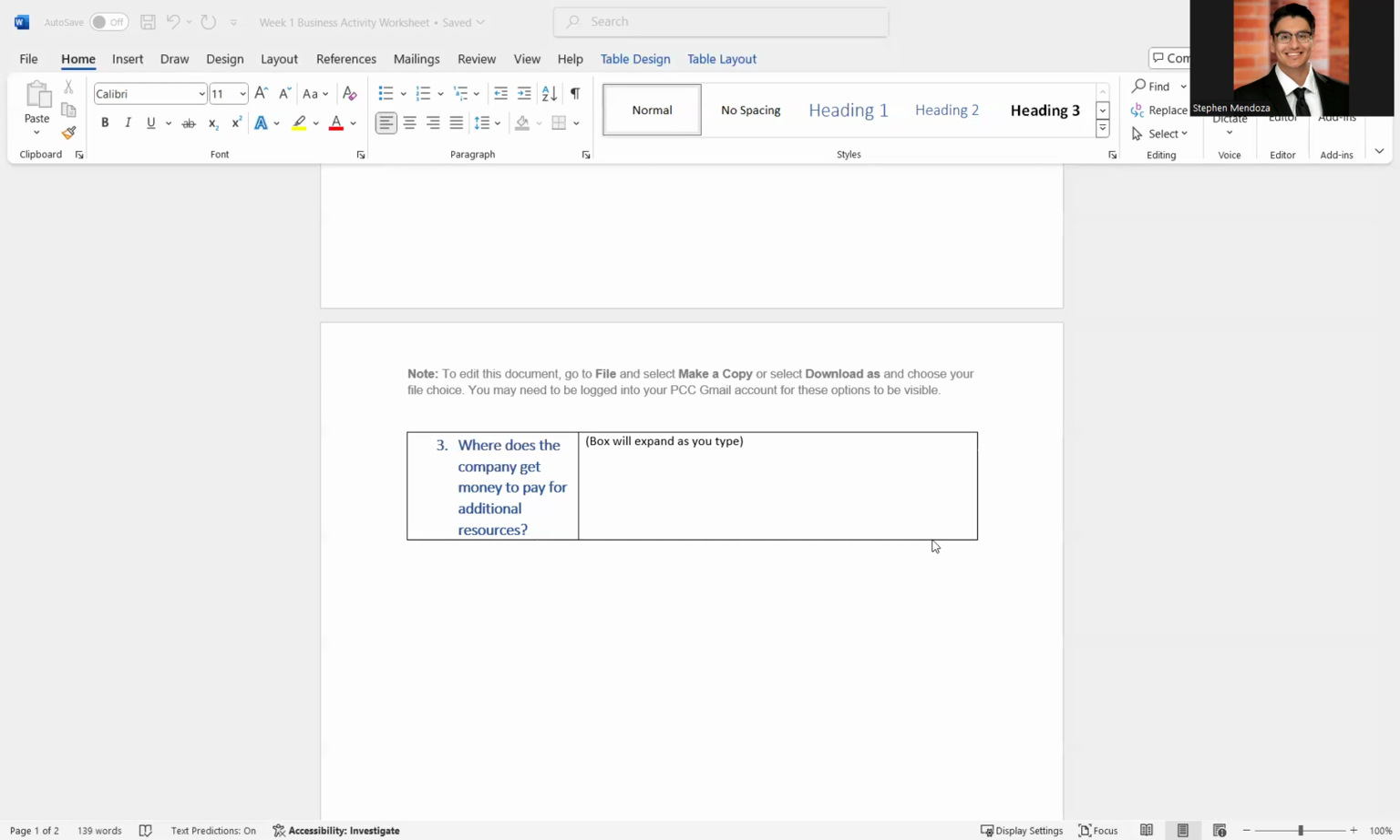This creates a cycle, if you will, and that's how it generates revenue to use for additional resources. So please go into depth with your responses, and hopefully this is helpful.